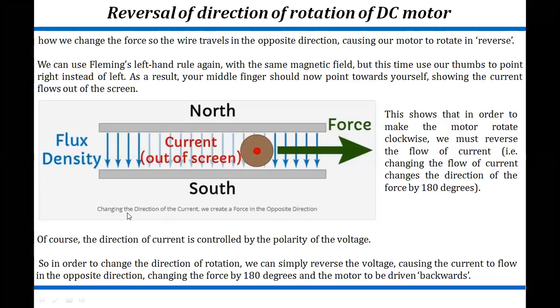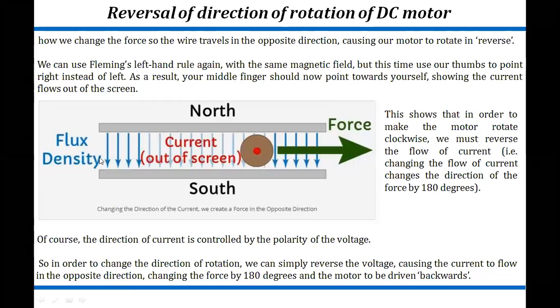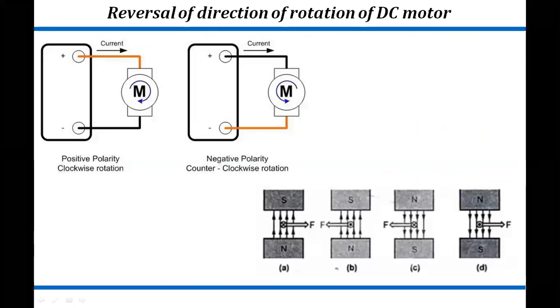Here we can see, when we are giving the positive voltage, at that time the force will go to the left side. But when we change the polarity of the supplied voltage, that force will get 180 degrees out of phase with respect to the earlier force. So here we can say our motor will go in the reverse direction, and the motor will be driven backwards. If you see here, this is the circuit diagram.